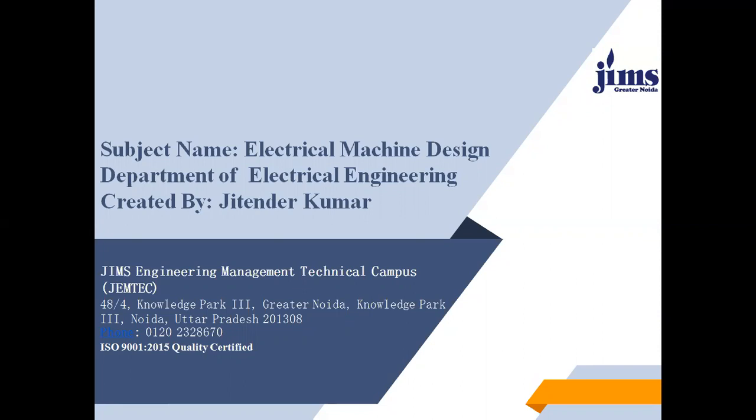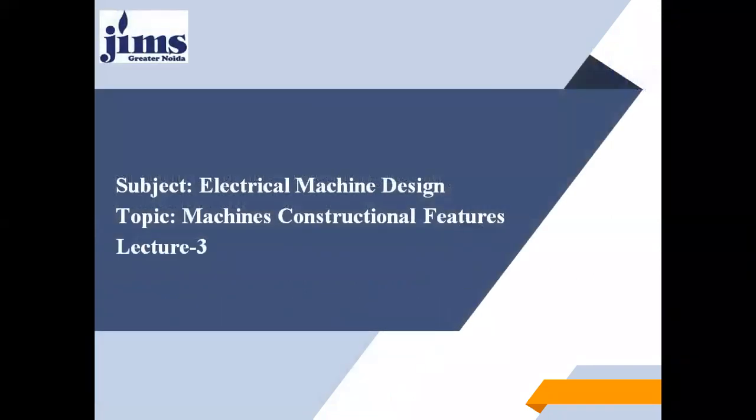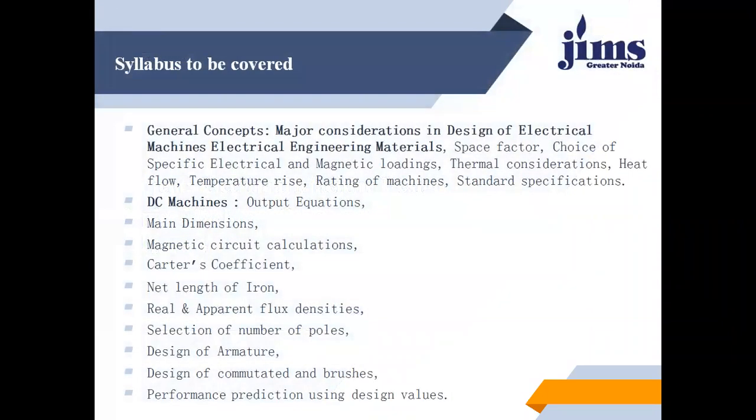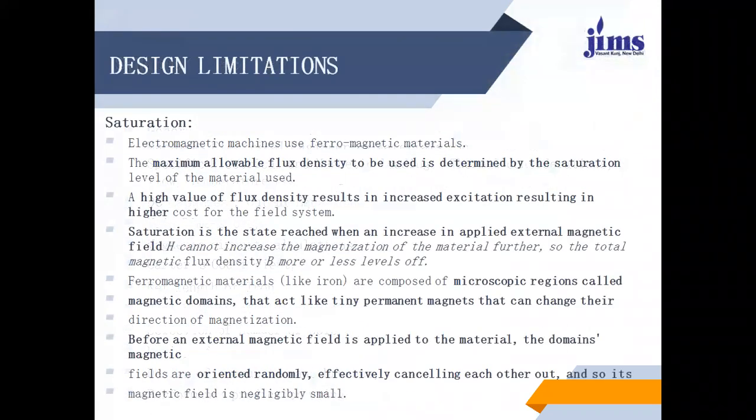In continuation of the lecture on electrical machine design, today we are discussing the machine construction features. In the previous lecture, we already covered some parameters of the major considerations in the design of electrical machines and electrical engineering materials. We are just continuing with this. The first parameter here will be saturation, because there are some design limitations.